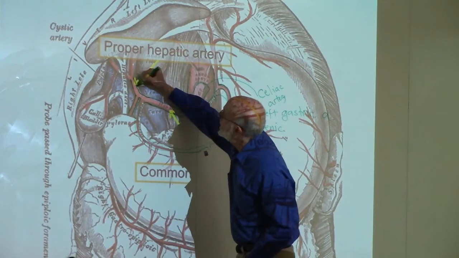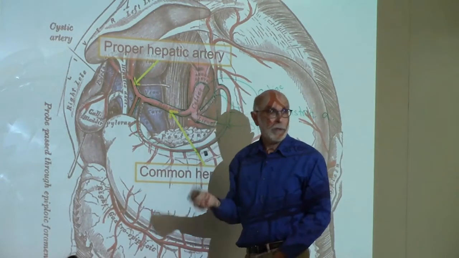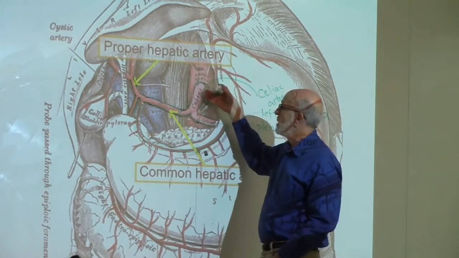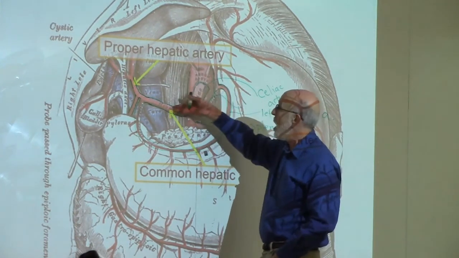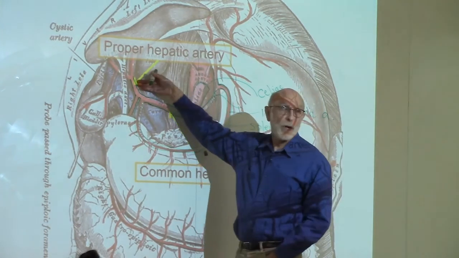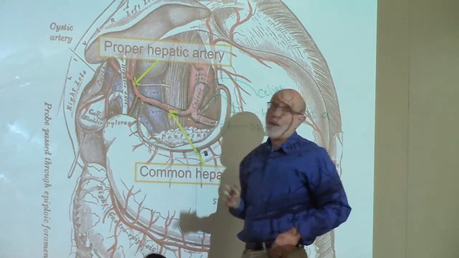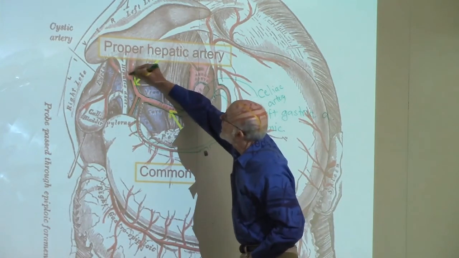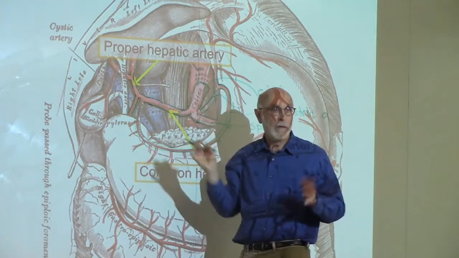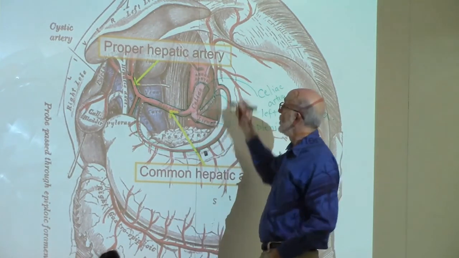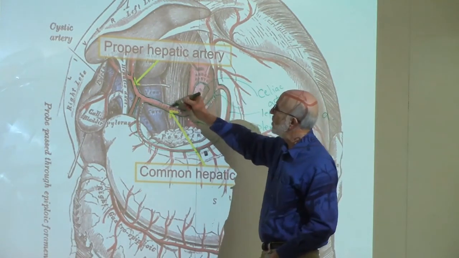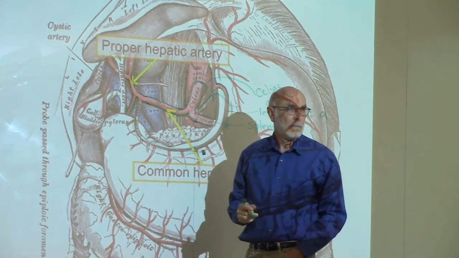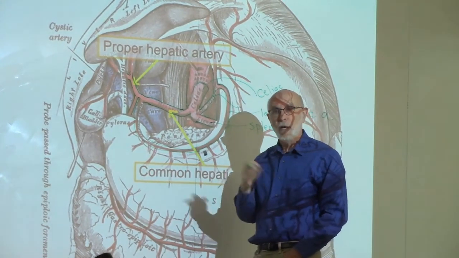So the liver receives arterial blood from the abdominal aorta, celiac trunk, common hepatic artery, proper hepatic artery, and then hepatic arteries. Just call them hepatic arteries. It branches to a bunch of arteries that feed all over the liver. So the blood: abdominal aorta, celiac trunk, common hepatic, proper hepatic. Okay, so that's arterial blood to the liver.